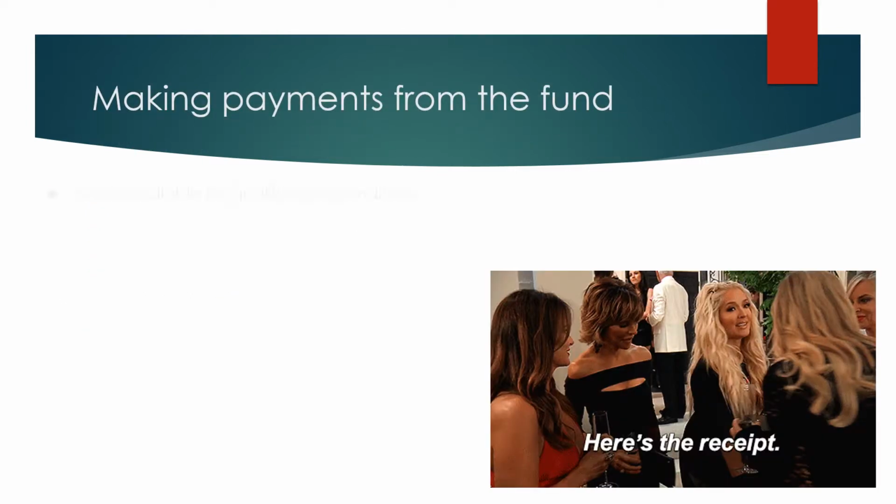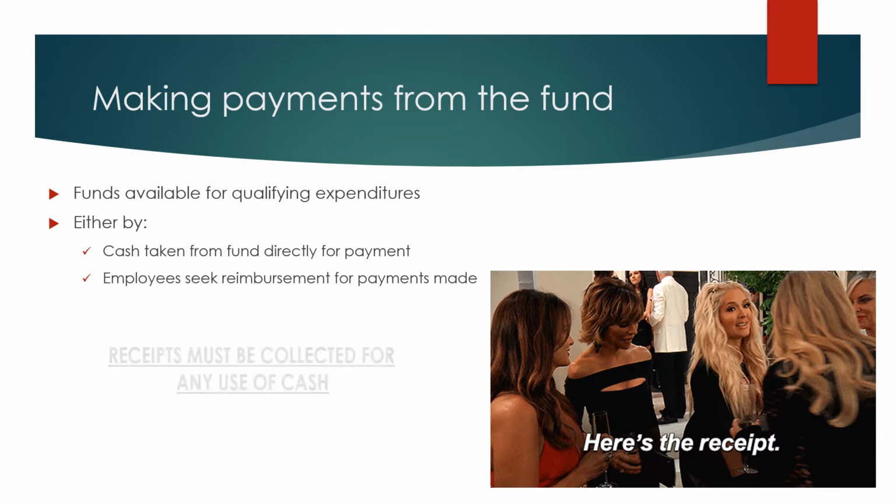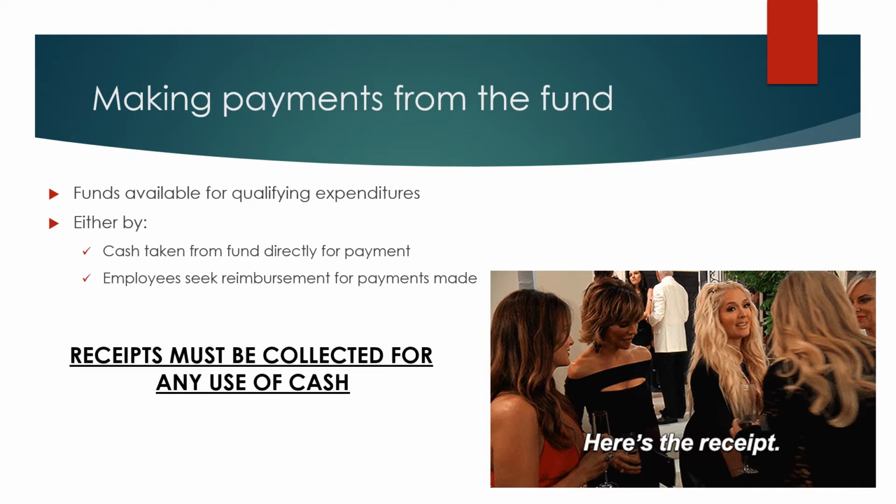Once the fund is established, the cash may be utilized for qualifying expenditures. Payments are made either by using the cash directly for purchases, or employees may seek reimbursement from the fund for payments they have already made. Either way, receipts must be collected by the custodian.